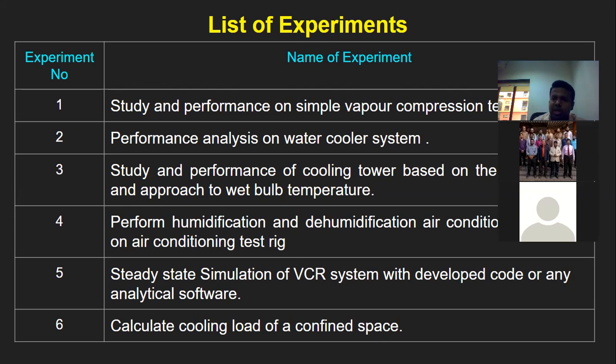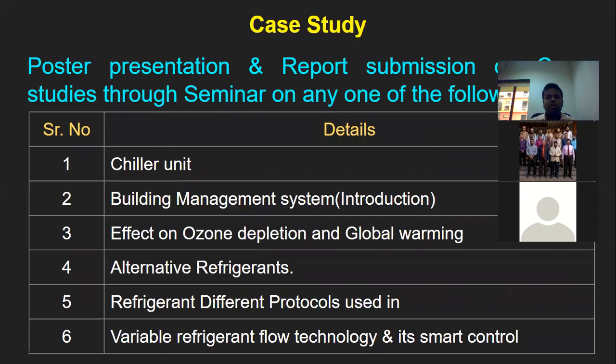Okay, so some experiments will be performed physically in the lab, and some will be performed on software. Experiments number 1, 2, 3, and 4 will be performed in the lab. Experiment number 5, we will perform on software, using any code or an actual model. And for experiment number 6, you need to do the calculation for the cooling load of a confined space. So this is what is expected. This is all about the list of the experiments.